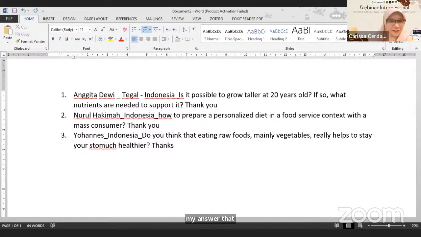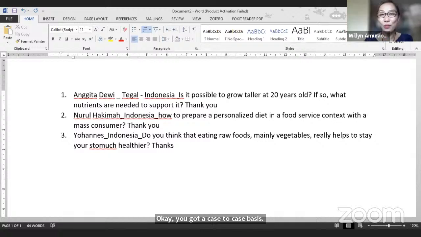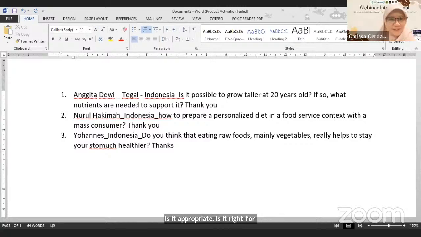Because it's a case to case basis. If you want to eat this kind of food, is it appropriate? Is it right for the gut? It will affect you. It leads to diarrhea, stomach ache, and so on and so forth. So it is case by case. I hope it answers your question, Mr. Johannes. And then we move on to the next question.